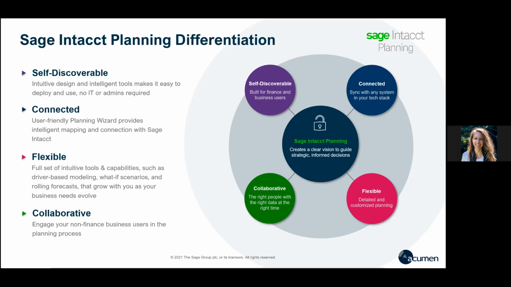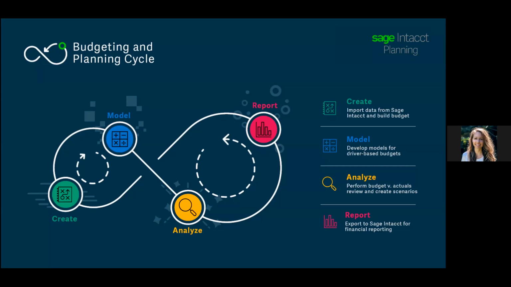One of our core principles around Sage Intacct Planning is really to create a clear vision to guide strategic and informed decisions. So don't think of this just as that annual budgeting tool. This is something we see our customers using on a regular basis, whether it's weekly or monthly, to really help them make decisions and drive the future of the business going forward. So what I'm going to do is actually talk through how those core Sage Intacct Planning principles support the continuous planning cycle that we see here on the screen.